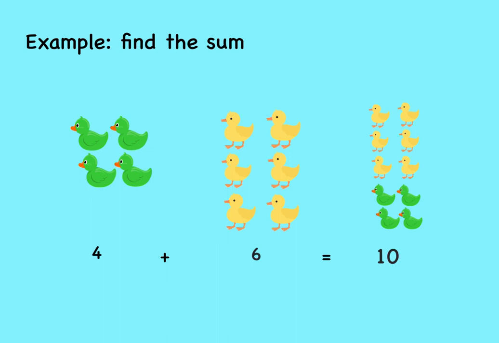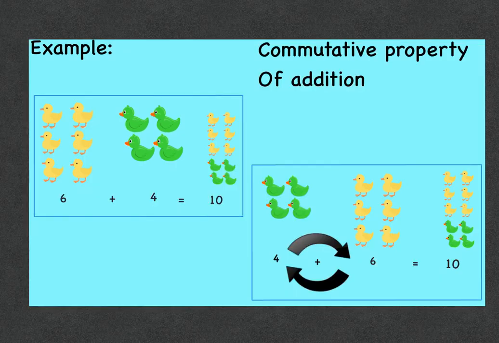If you remember our duck friends from the first example, you will know that we still had 6 yellow ducks and 4 green ducks. Do you know how this example is different from the first one? In the first example, we added 6 yellow ducks plus 4 green ducks and got 10 ducks total. In the second example, we changed the order of the green and the yellow ducks and still got the same answer of 10 ducks total.